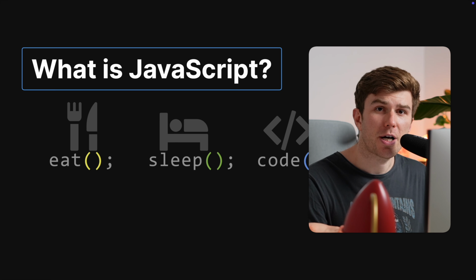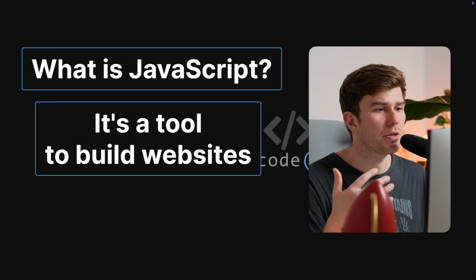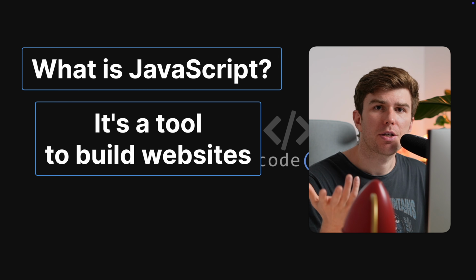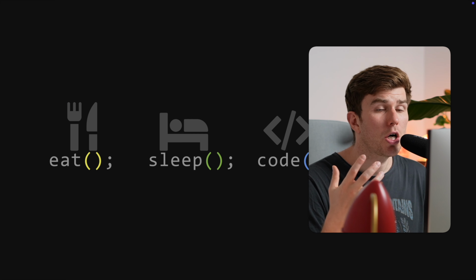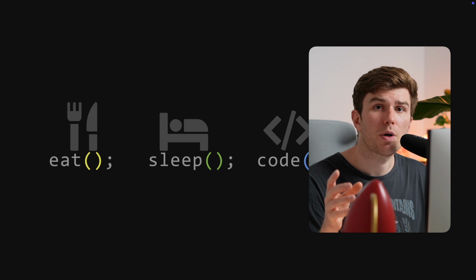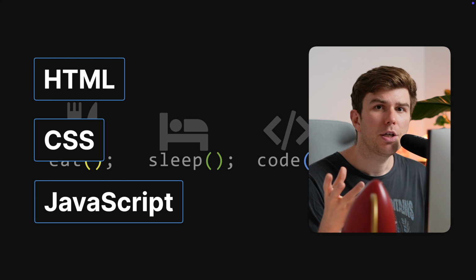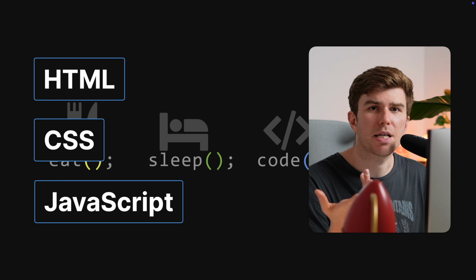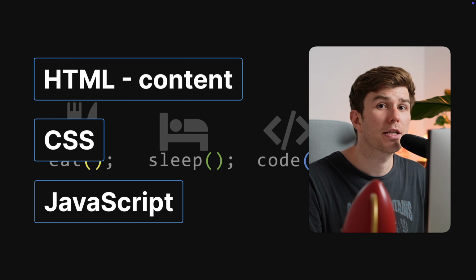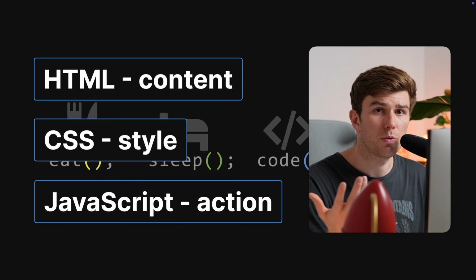So, what is JavaScript? JavaScript is one of the tools we use to build websites. Sites like YouTube or Google or ChatGPT. There are three main tools for making websites: HTML, CSS, and JavaScript. Each one does something different. HTML and CSS create the content and make it look good. And JavaScript makes things actually work.